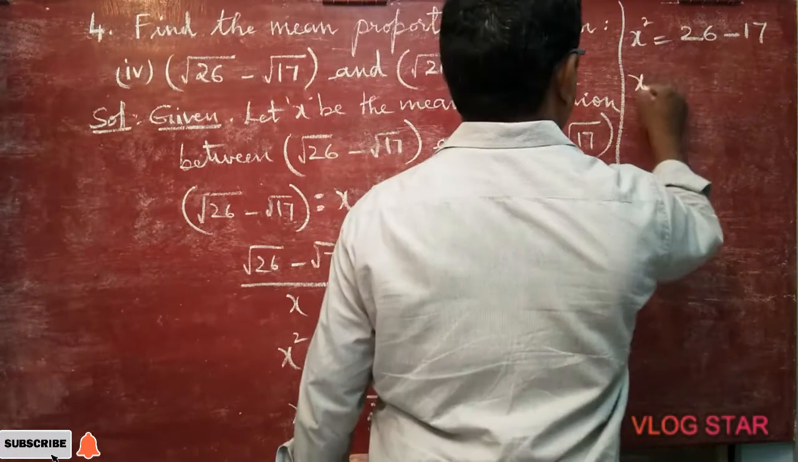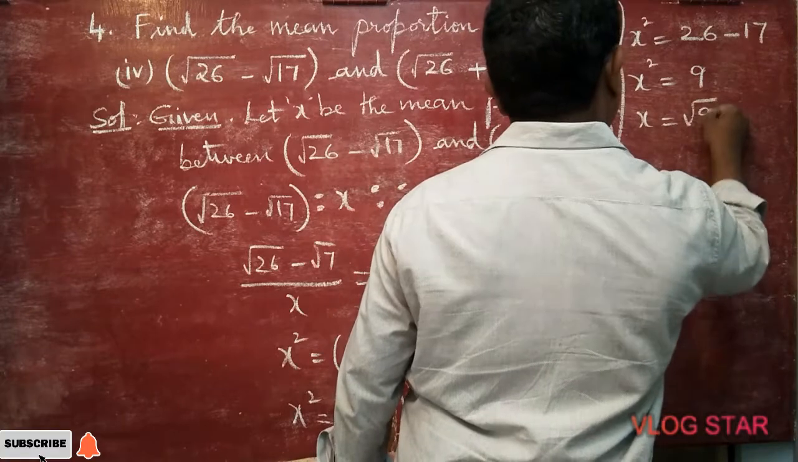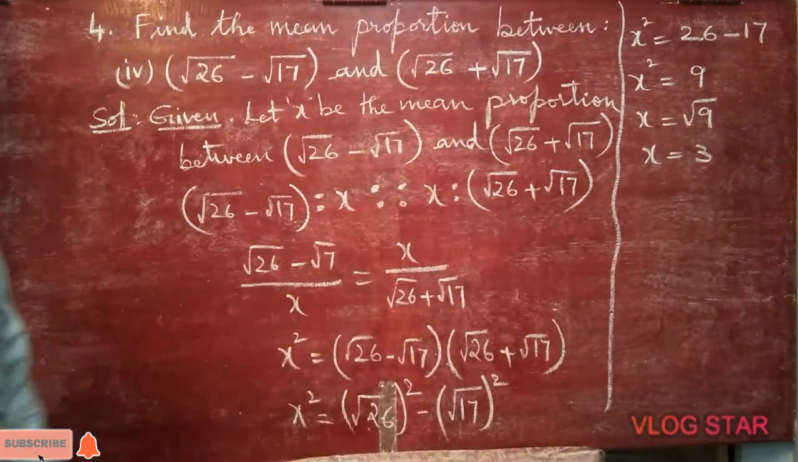Now x square is equal to 9. x is equal to square root of 9. x is equal to 3. So the value of x we got.